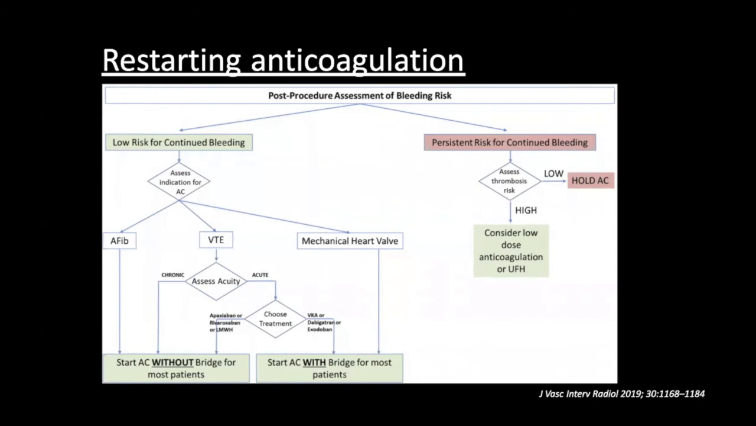Are they patients who have atrial fibrillation? Are they patients who have a risk of thromboembolic events or a history of thromboembolic events? Are they patients who have a mechanical heart valve? And then, depending on each of the conditions, you decide which one pushes you to restart the anticoagulation very quickly, or which one pushes you to bridge them a little bit before you continue the anticoagulation.